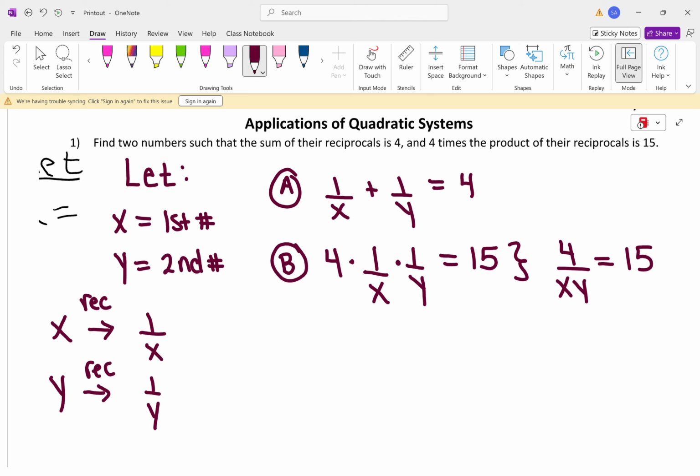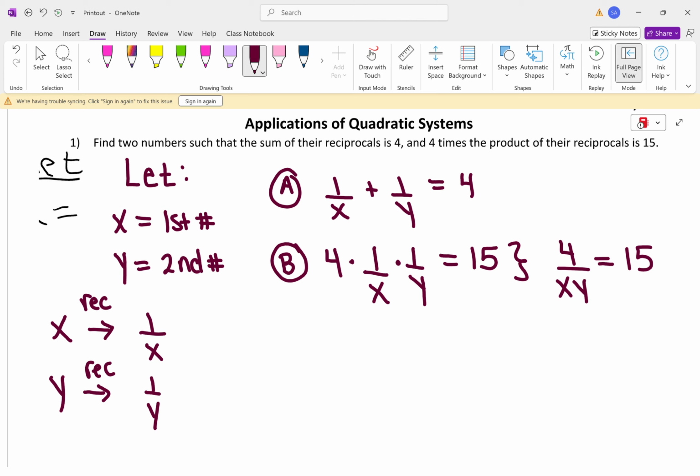Our two options for solving a system of equations are elimination or substitution. I will tell you elimination is not the choice here. The reason is because normally in elimination, we stack up the ones that look the same. These are not represented in the same way. This is 1 over x, this is 1 over y, this is 4 over xy. It's not the same. It's not going to be easy to cancel something out. We're not going to like that. So with that said, I'm going to use substitution.